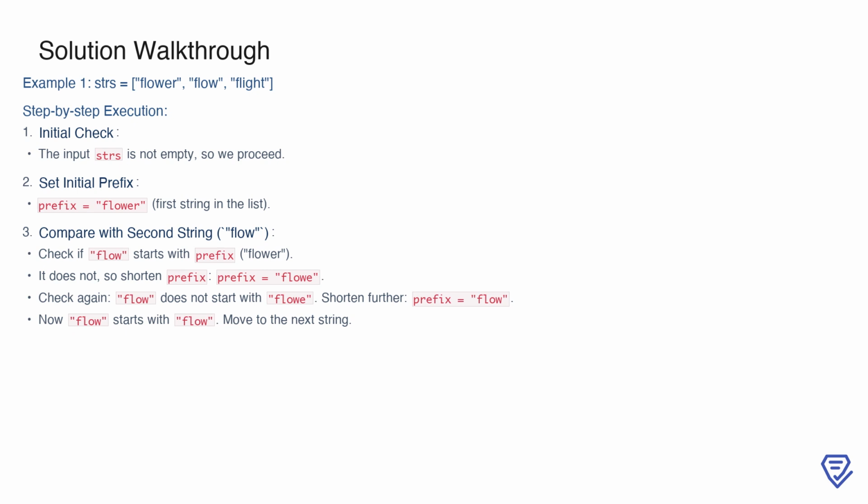Now, we compare this prefix with the second string, flow. Since flow does not start with flower, we shorten the prefix by removing characters from the end. First, the prefix becomes flowe, but flow still doesn't match. Shortening further to flow, we find that flow does start with this prefix. With a match found, we move on to the next string.